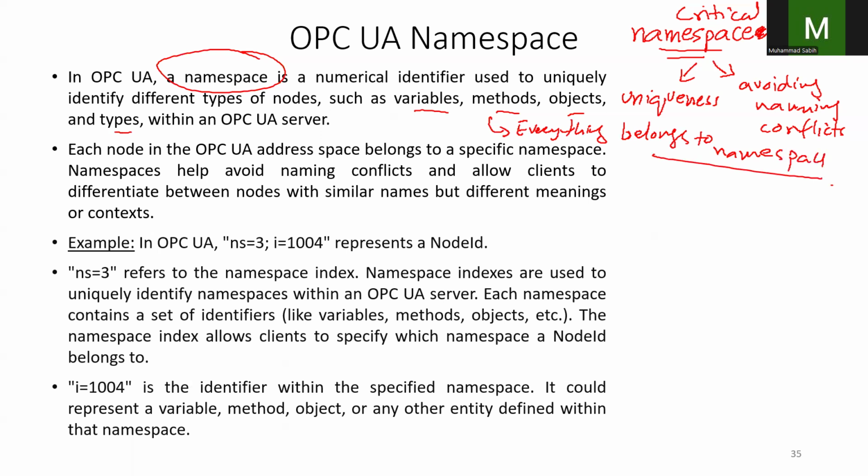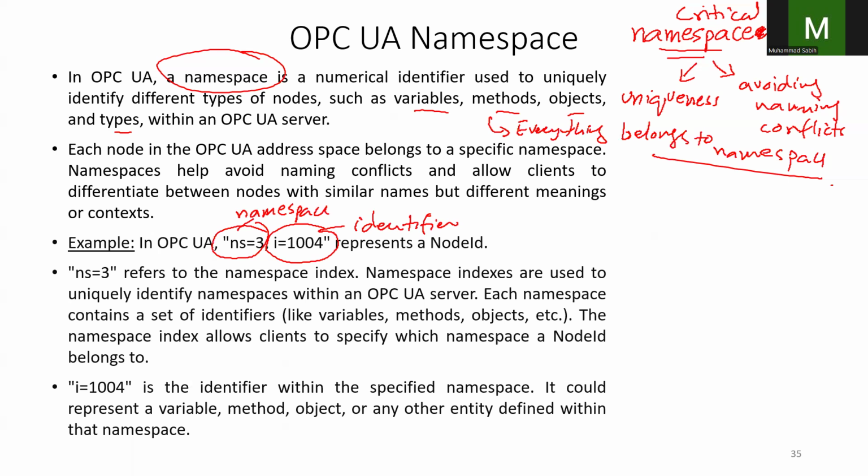The second thing is that the namespace is simply a numeric index. For example, if we see ns=3 and i=1004, it means we are looking at a node with identifier 1004, and the namespace is 3. Okay, so why do we need this?